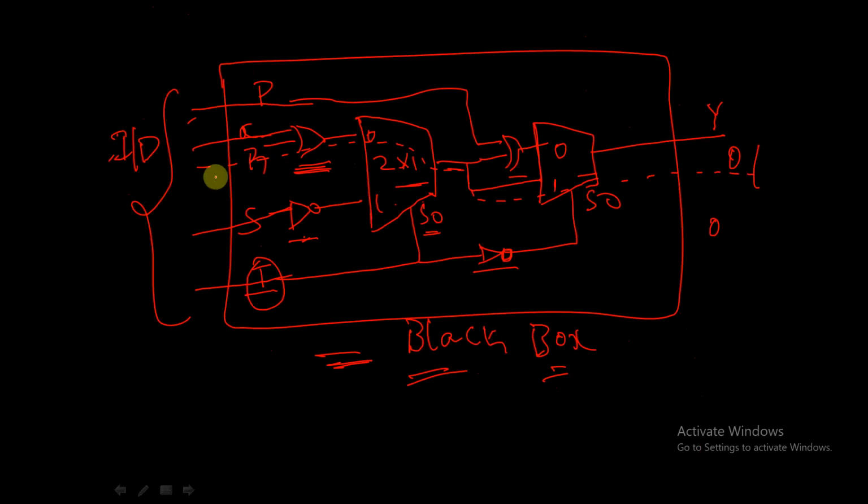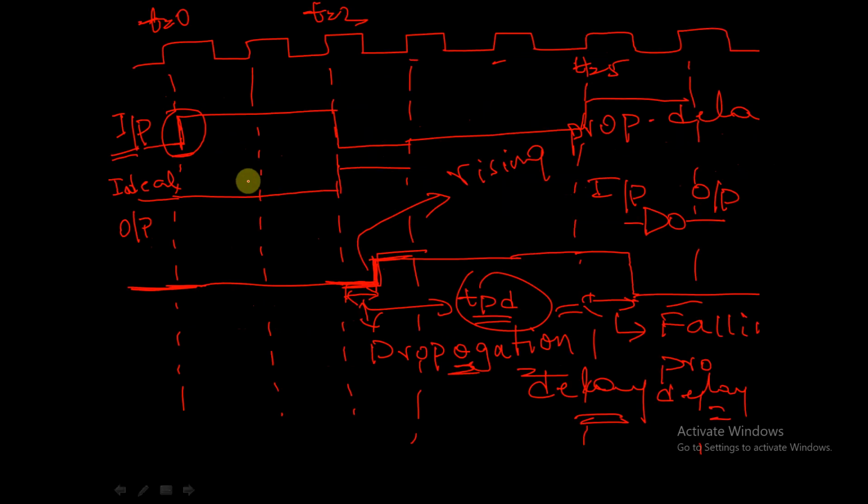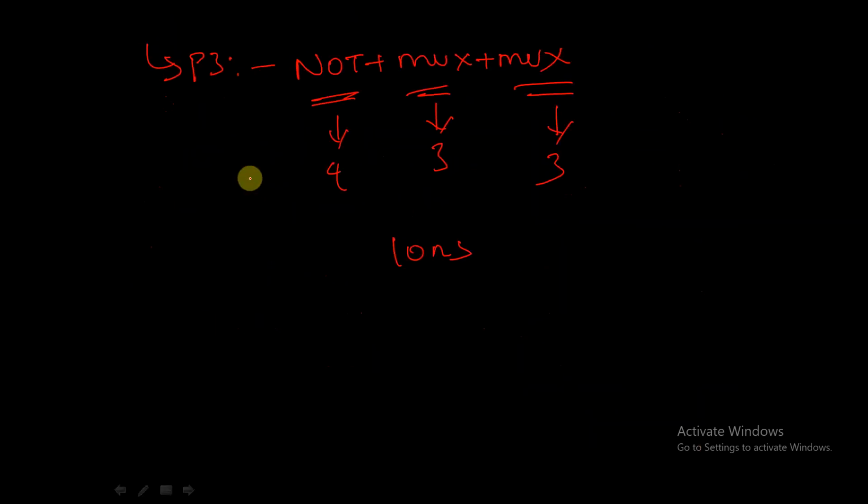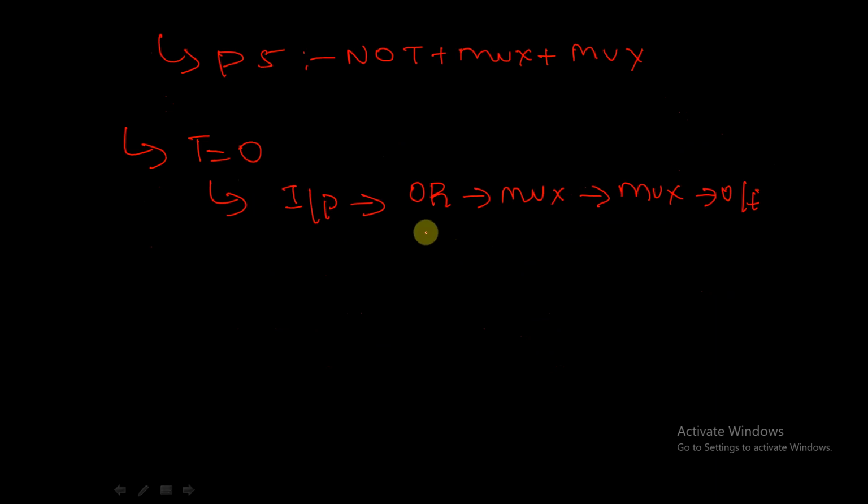Here, if T is equal to 0, this input will be selected. So OR gate to multiplexer, multiplexer to output. This is the case. What is the delay we will get here? It is 4 plus 3 is 7, plus 3, 10 nanoseconds.